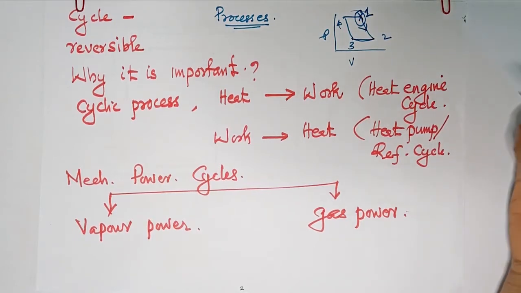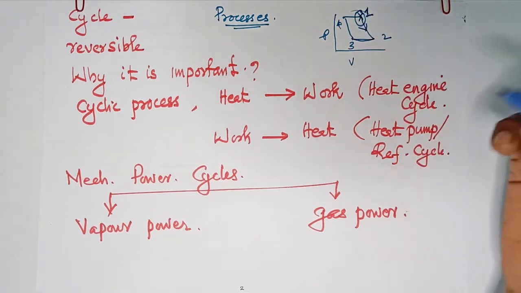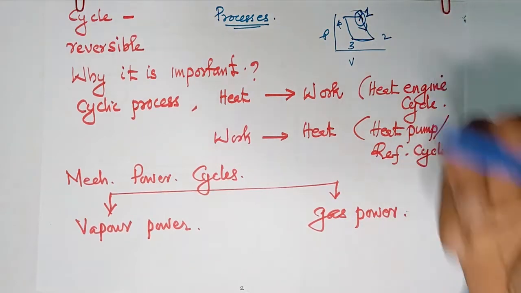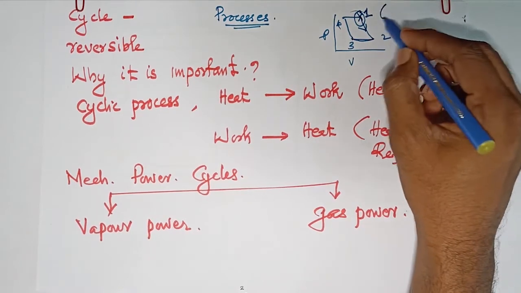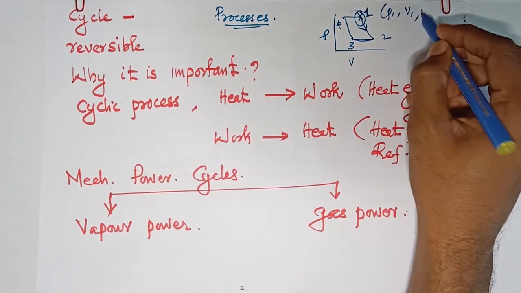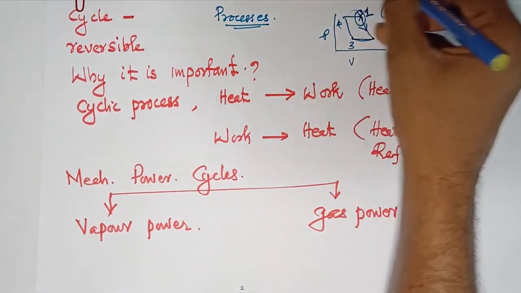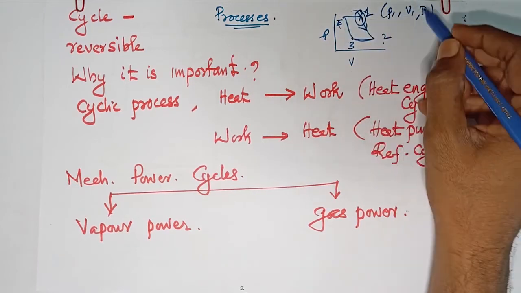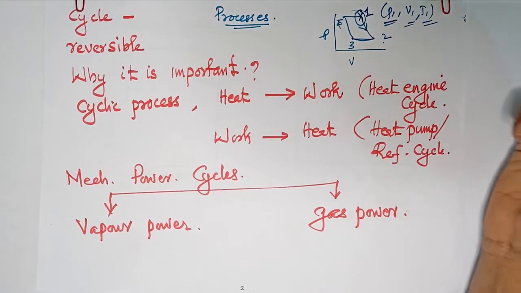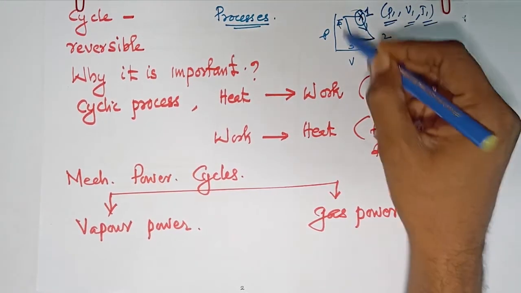So what is a cycle? Cycle means all the thermodynamic conditions are repeating, coming back to the initial state. We have an initial state with some pressure P1, volume V1 and temperature T1. After going through pressure, volume, temperature at 2, 3, and 4, finally it is coming back to P1, V1 and T1. So the properties are coming back to 1, and we can call it a cycle.